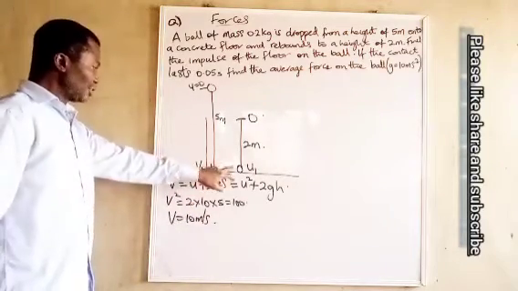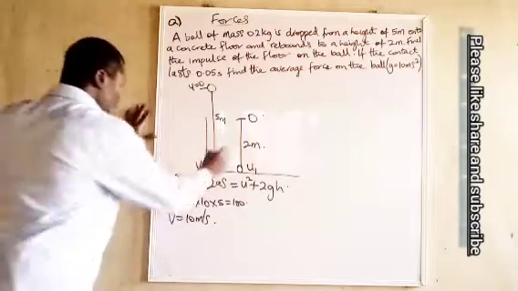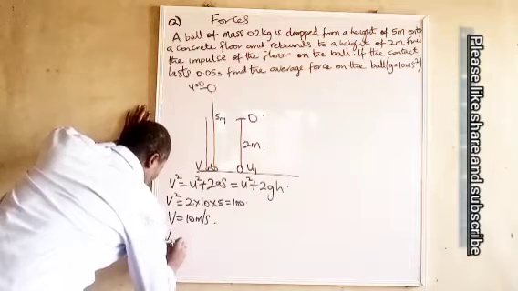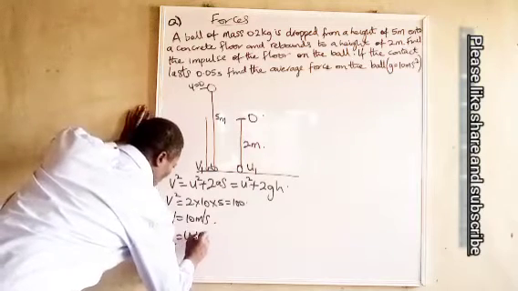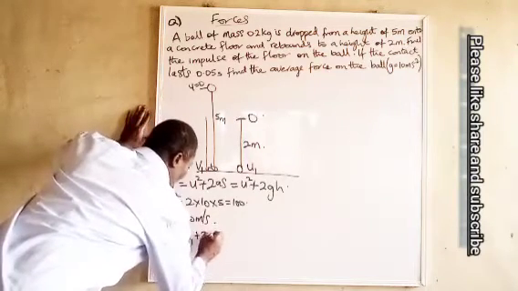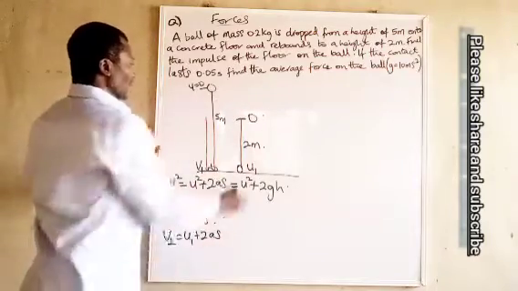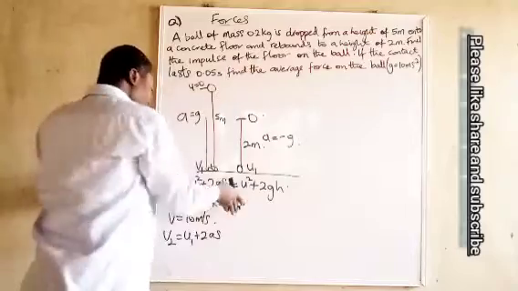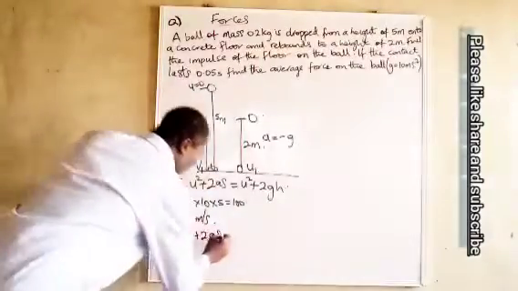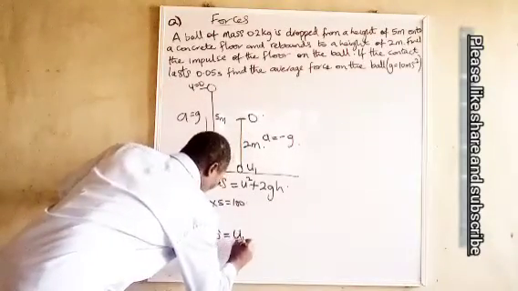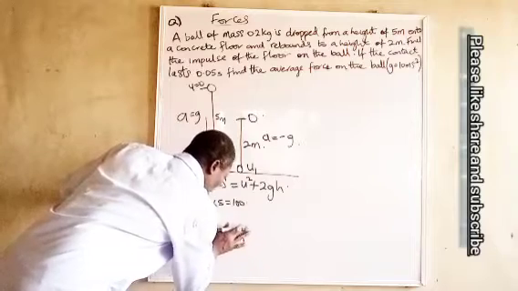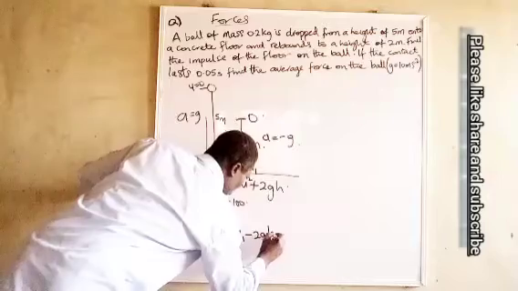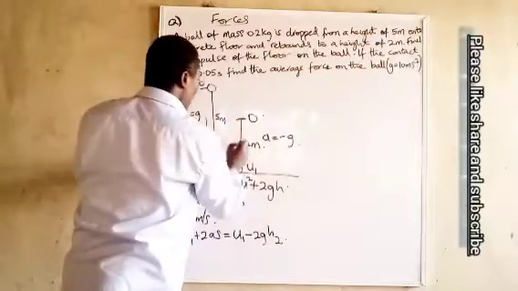Now let's calculate this U1 here. What is our final velocity here? 0. So V2 squared is equal to U1 squared plus 2AS. In this instance, A equals minus G, because G is acting against the motion of the ball. So we have U1 squared minus 2G H2. And what's our H2? 2 meters.